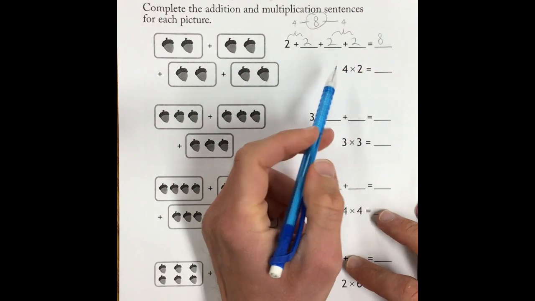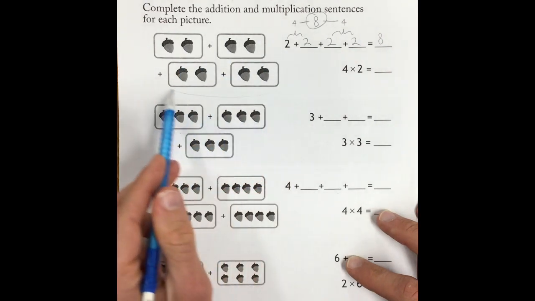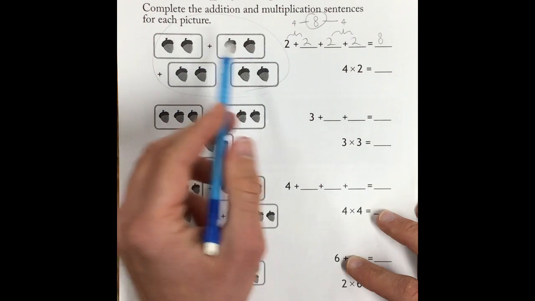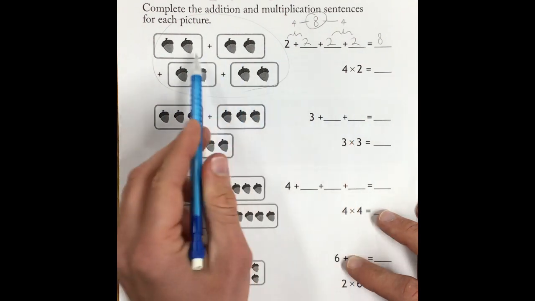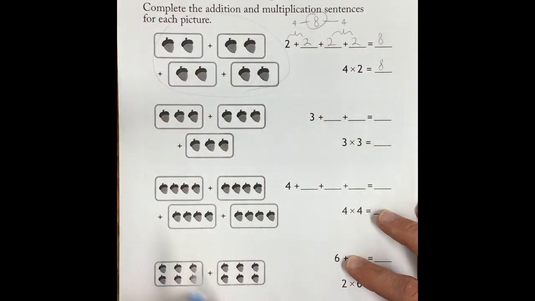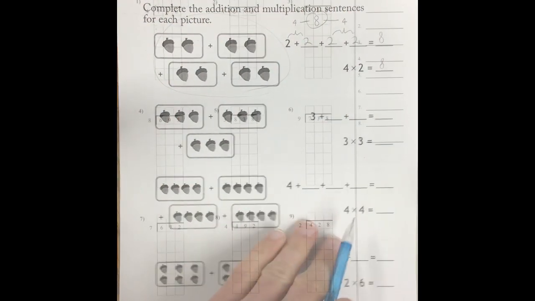Another way to think of this in terms of multiplication, there are 4 groups here of 2 acorns. 4 times 2 is 8. You can pause the video here and keep working on the rest of the page at home.